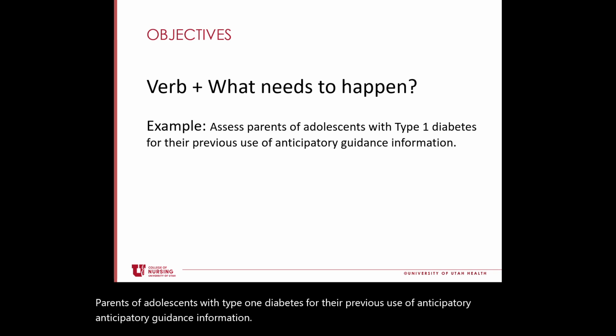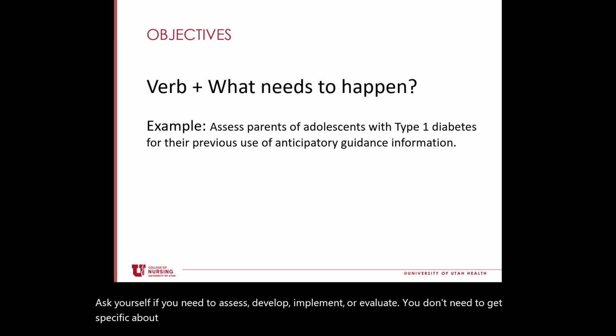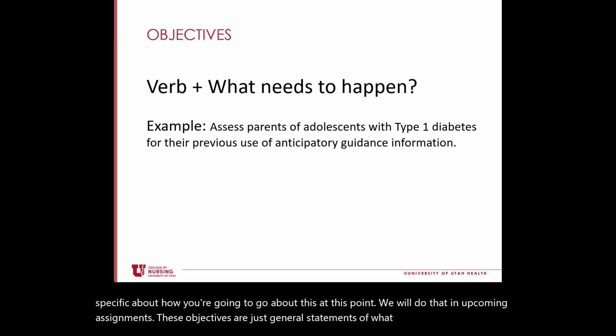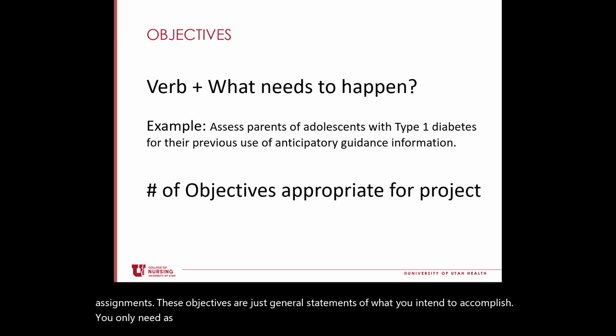Ask yourself if you need to assess, develop, implement, or evaluate. You don't need to get specific about how you're going to go about this at this point. We will do that in upcoming assignments. These objectives are just general statements of what you intend to accomplish. You only need as many objectives as is reasonable for the project. You will need to determine your objectives with your project preceptor.